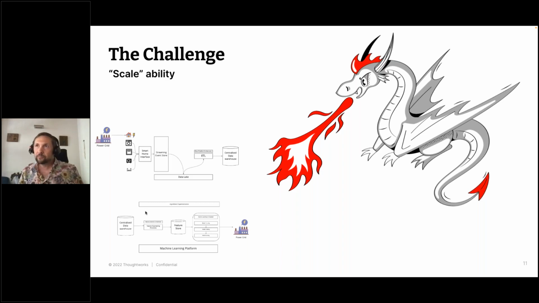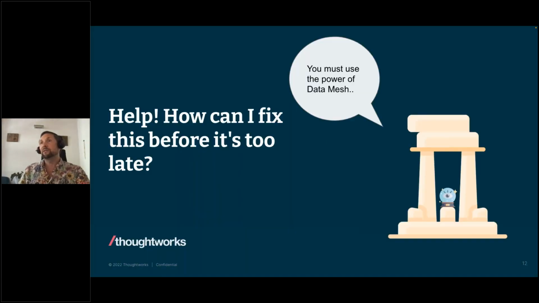So now we have reached this critical inflection point where we need to really figure out how we're going to solve this problem. Like, how could we do this? We know we can't stay with what we currently have. So we need to really rethink a couple of different areas. How can I fix this problem before it's too late, right? As I continue to add more households and more people, I'm going to reach this critical breaking point. And the oracle here says you must use the power of data mesh.